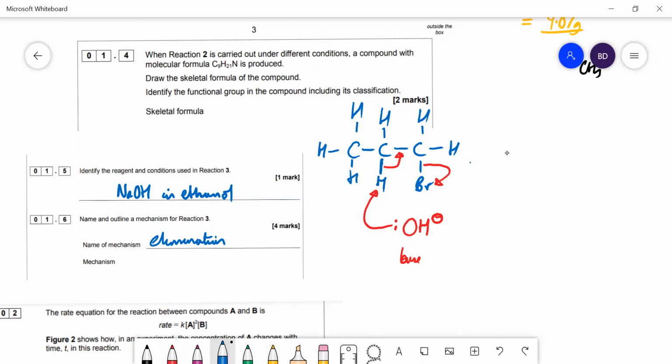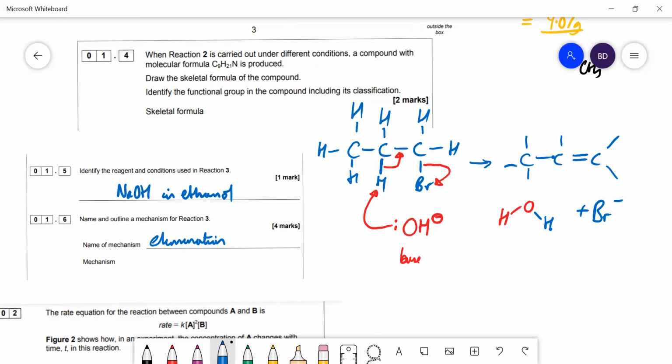Okay, we draw the final product. We've got propene. I won't put all the hydrogens on. We're going to have a water molecule, and there's the H, which has come from the haloalkane, and also we're going to get Br minus coming off there.